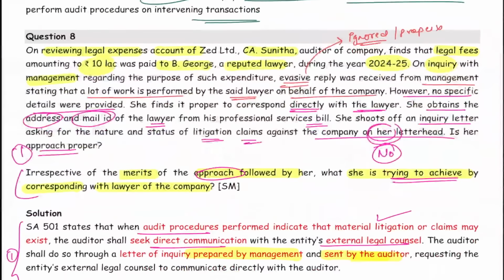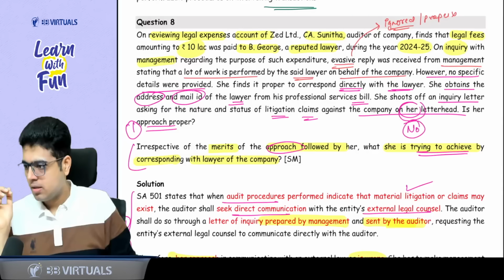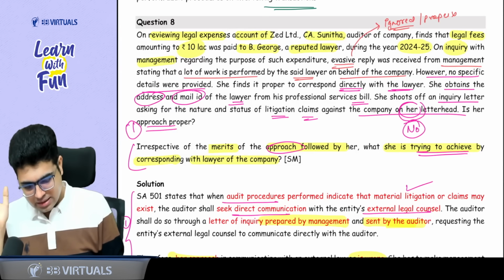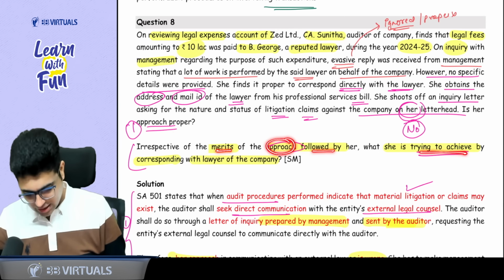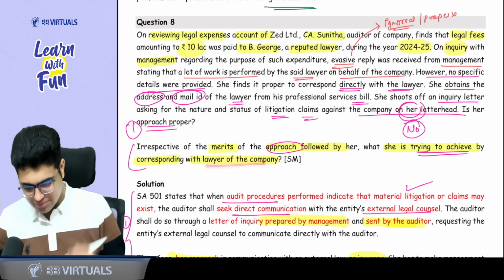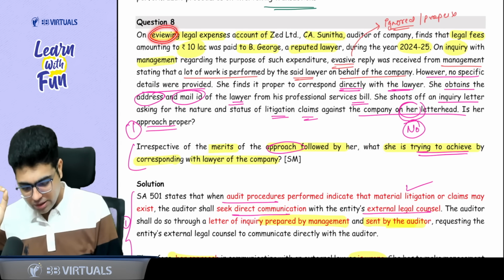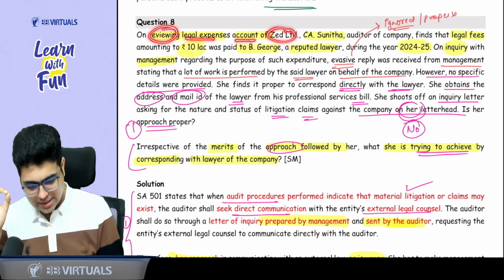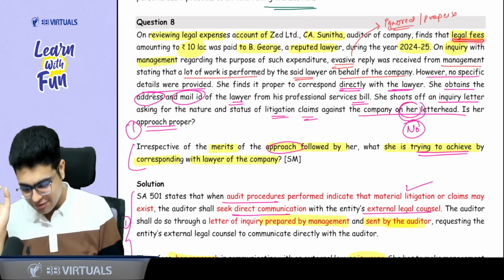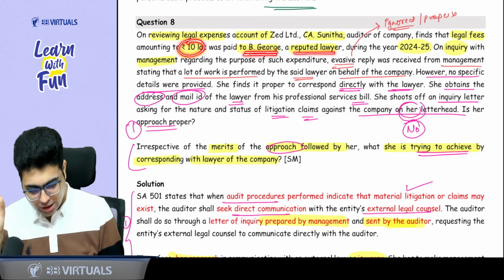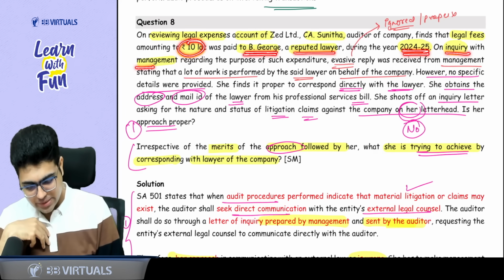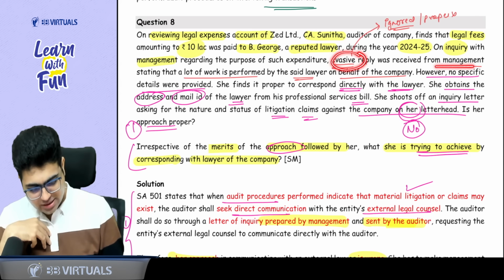Clear, sir. Now please come to question number 8. See what question number 8 says. It says, irrespective of the merits of the approach followed by her, what is she trying to achieve by corresponding with the lawyer of the company? We need to read the whole question. On reviewing the legal expense account of Z Limited, CA Sunita, auditor of a company, finds that legal fees of rupees 10 lakhs was paid to B. George, a reputed lawyer, during the year 24-25. On inquiry with the management, an evasive reply was received from the management.